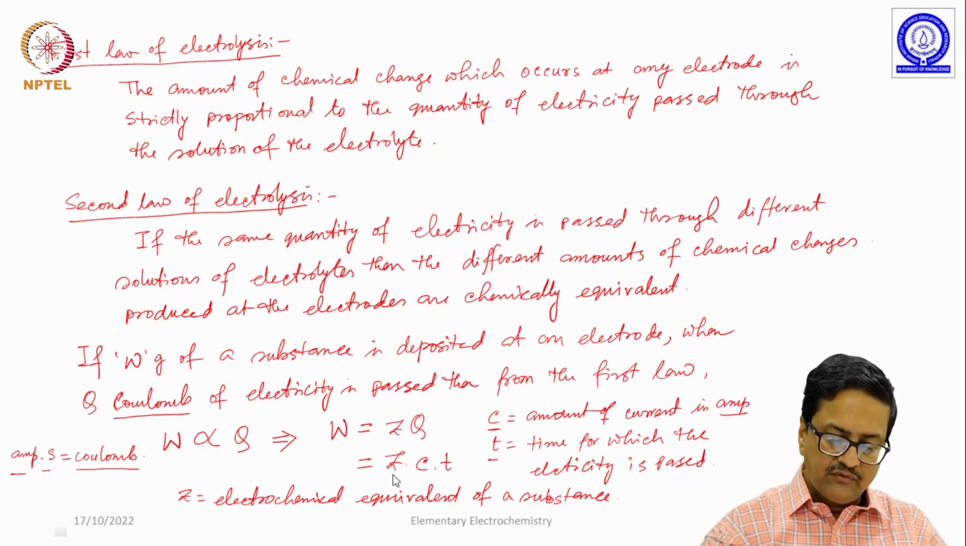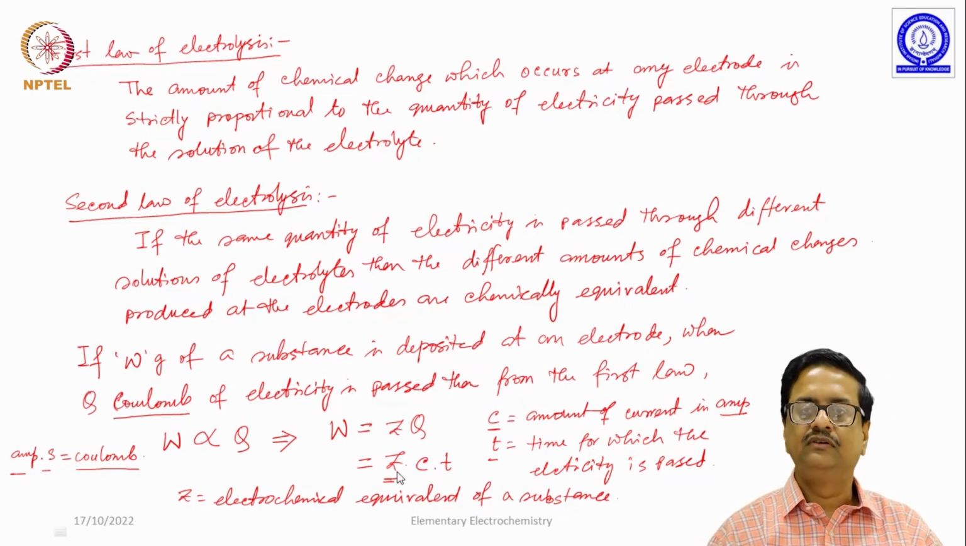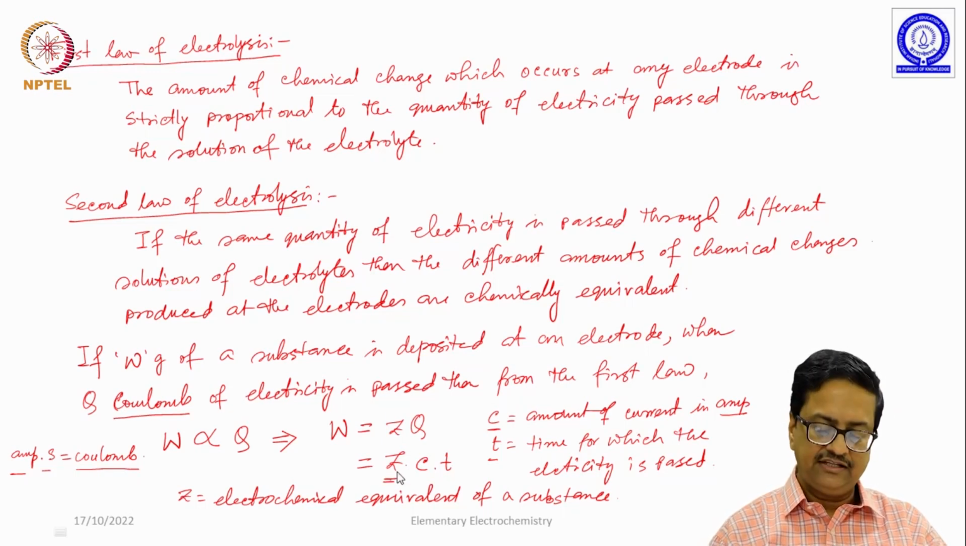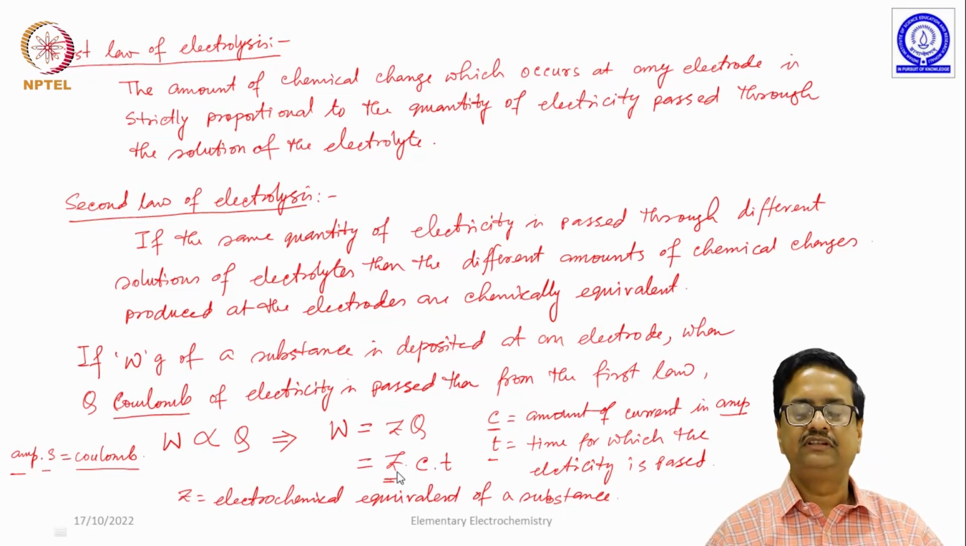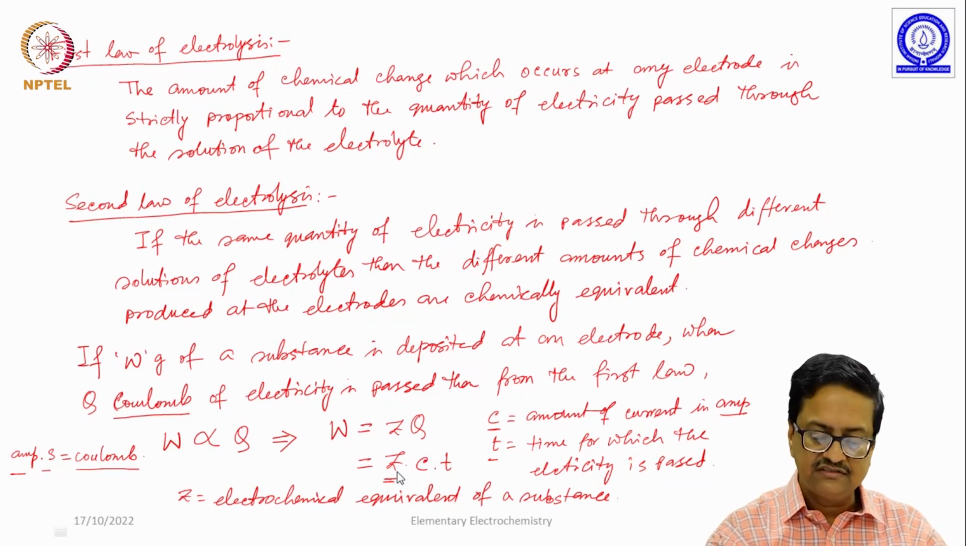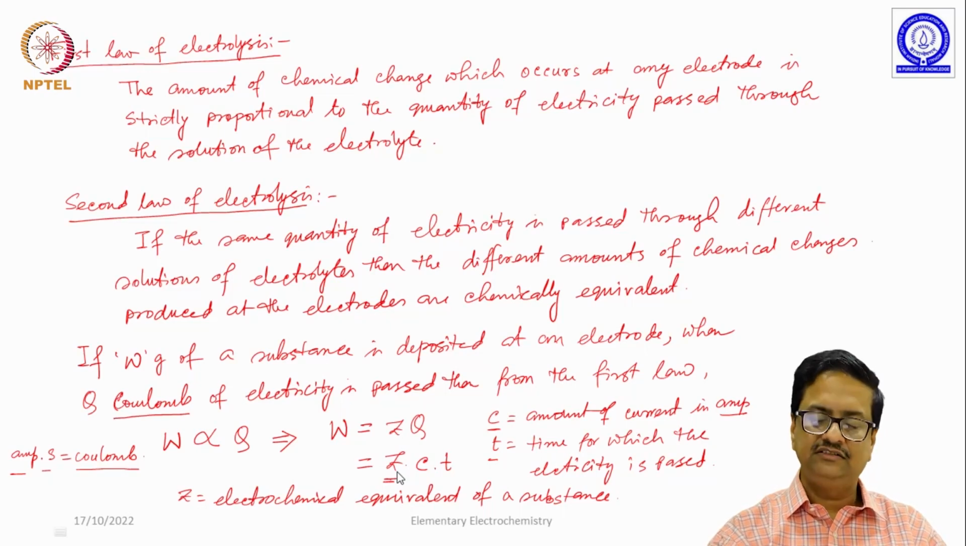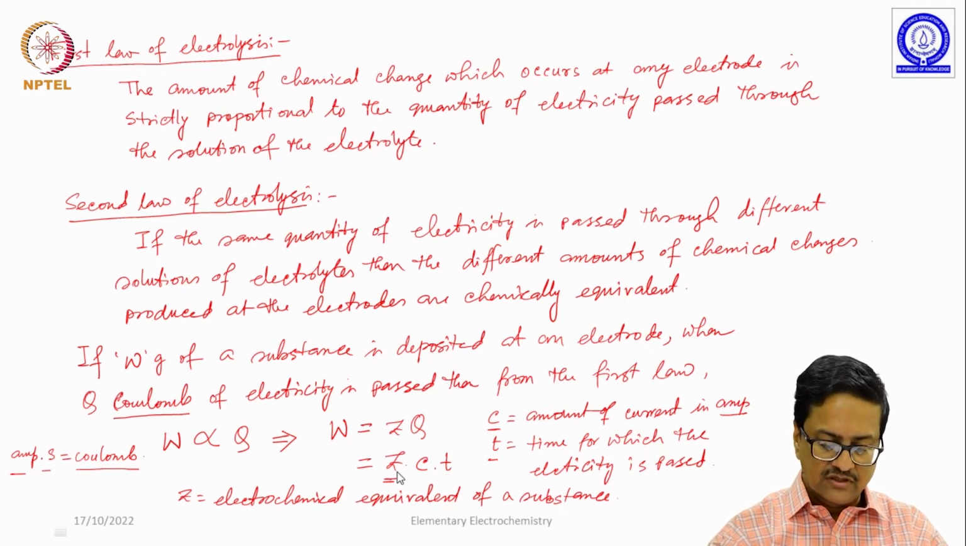So in that way one can determine the value of electrochemical equivalent for a given substance. If I know by passing, suppose, 10 ampere of current for 10 seconds, one generates 5 gram or milligram of a substance, one can determine what is the value of Z. Z is the electrochemical equivalent of a substance.